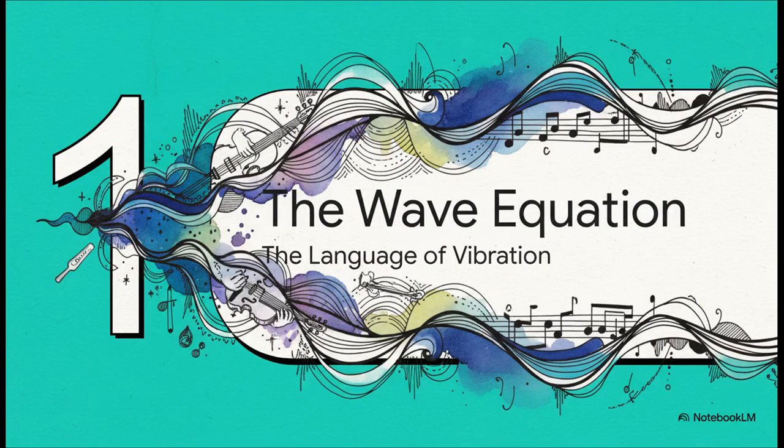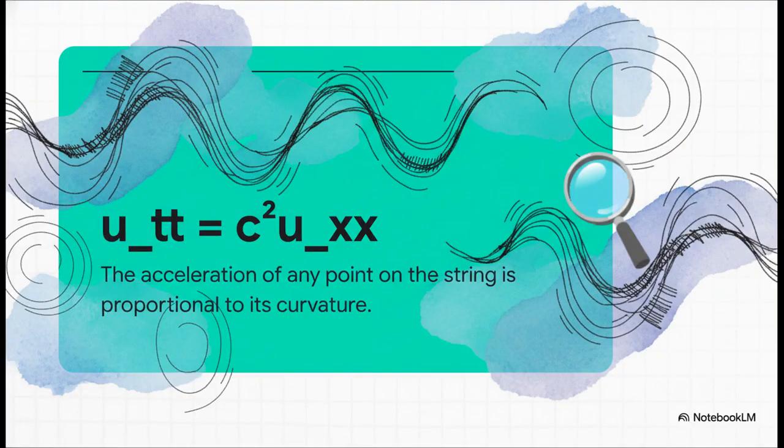All right, to crack this code, we have to learn the language. And in the world of vibration, the most important sentence is this powerful little thing called the wave equation. You can think of it as the rulebook that governs literally every single pluck, strum, and vibration. Okay, don't let the symbols freak you out, I promise. This equation is actually telling a pretty simple story.